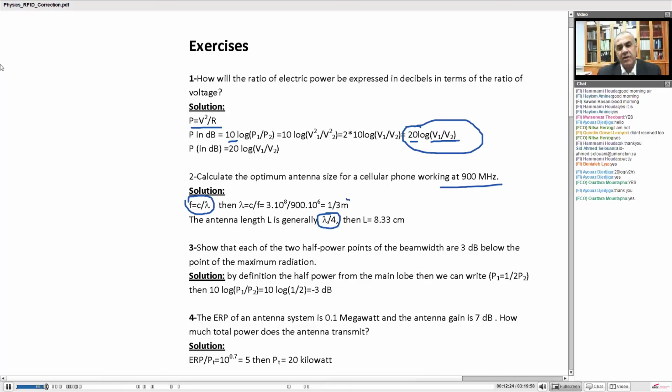If we calculate lambda, we have this calculation only by using the formula C divided by frequency. So we determine lambda. Lambda is equal to 0.333 meter. So the size of the antenna is approximately 8 centimeter. Okay.